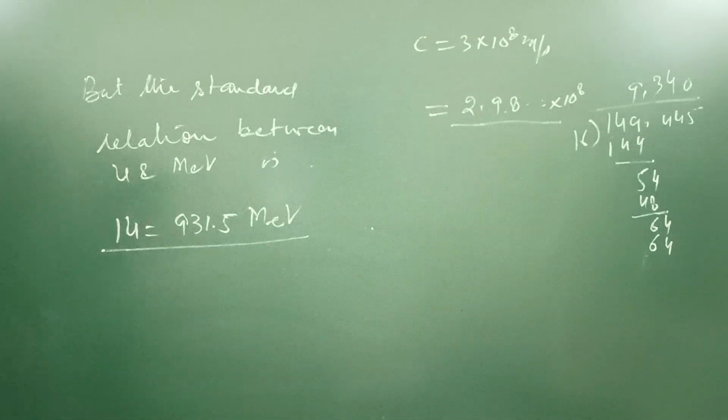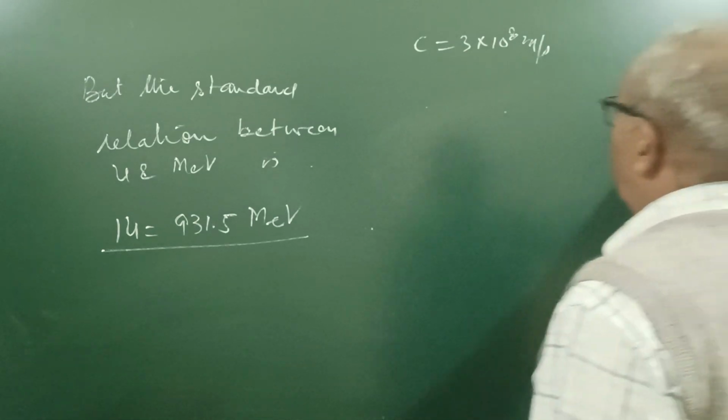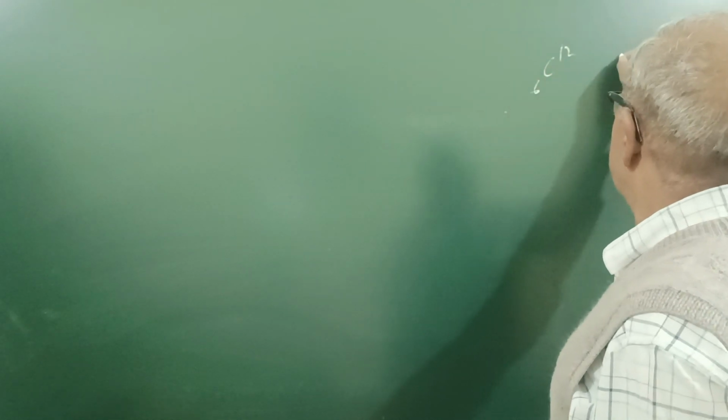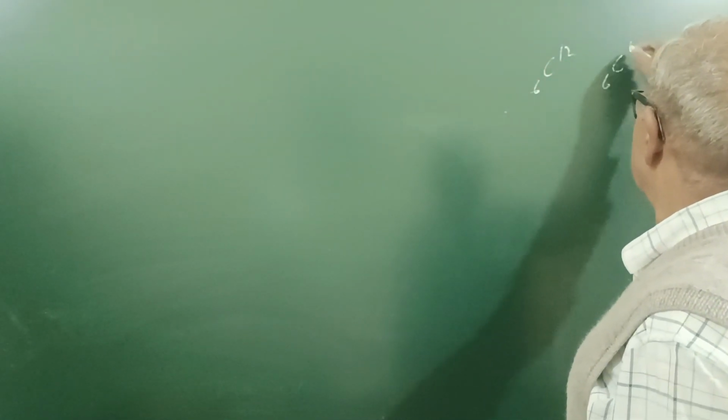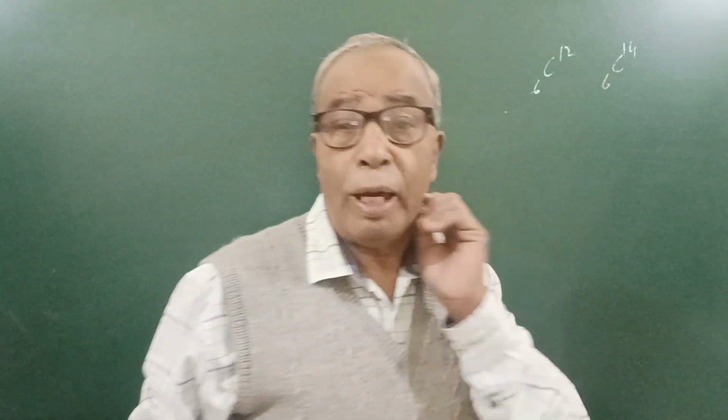Now I told you isotopes. Isotopes are atoms of the same element having different masses. For example, hydrogen has 3, carbon has 2, 6C12, 6C14, chlorine has 2, almost every element has. Now here the mass number is 12 exactly.